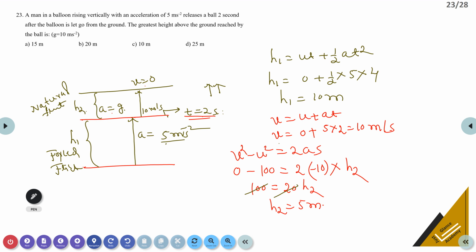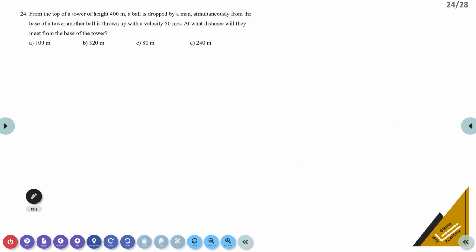What is the greatest height? This is the greatest height: h1 plus h2. Together it becomes 10 plus 5 equal to 15 meter. Where is the 15 meter? This is the right choice. Next.